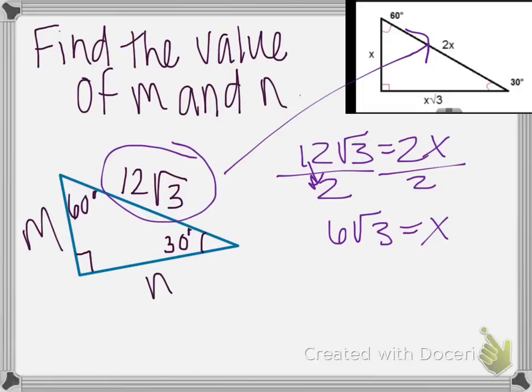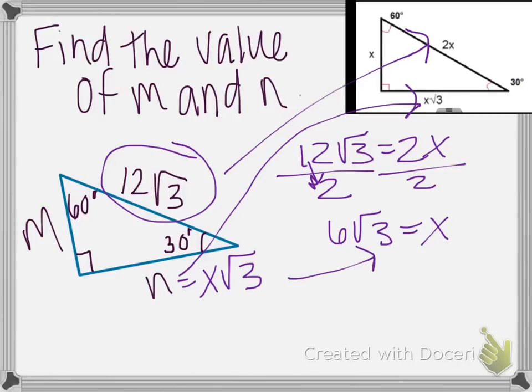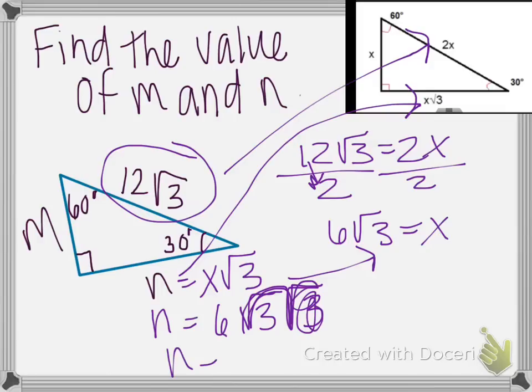Now let's solve for n. Our n matches up with our x square root of 3, so n equals x square roots of 3. We know what x is, so we just need to plug it in. So we have n equals 6 square root of 3 times the square root of 3. Remember, if we have the square root of the same number times itself, the square roots cancel out, and we're just left with n equals 6 times 3, which is equal to 18.